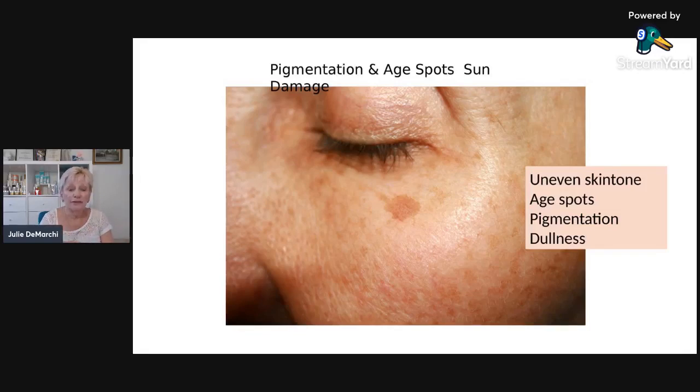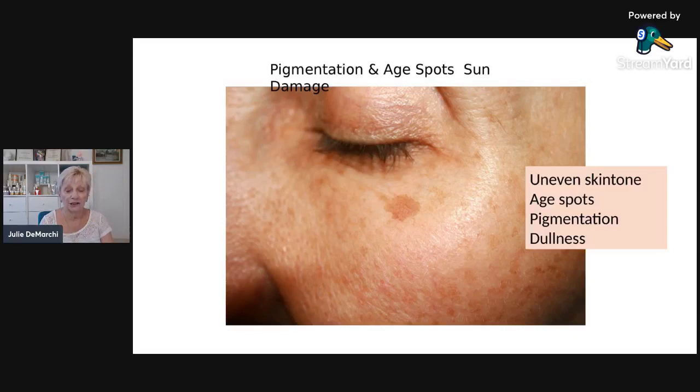So it can also be from hormonal. Some women, when they're pregnant, get some terrible pigmentation, but often it tends to fade away once baby comes along. So there are a few ways of dealing with pigmentation.